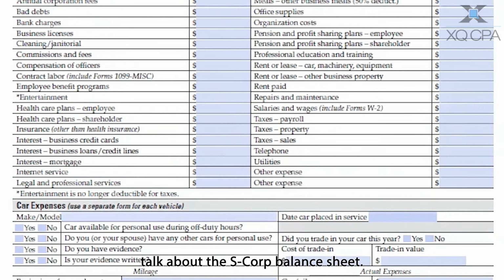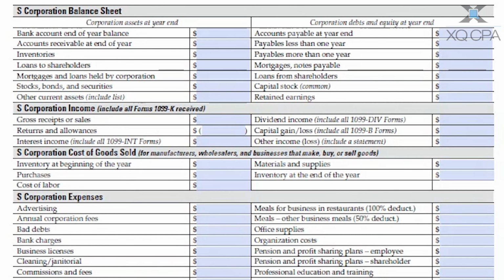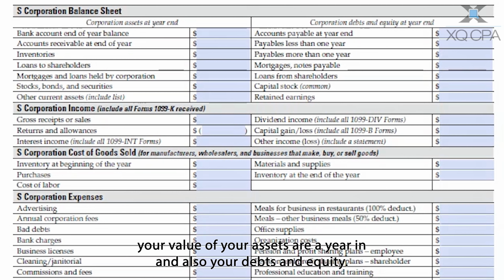So now we're going to talk about the S corporation balance sheet. What the balance sheet is, it's going to show what your value of your assets are at year end, and also your debts and equity.